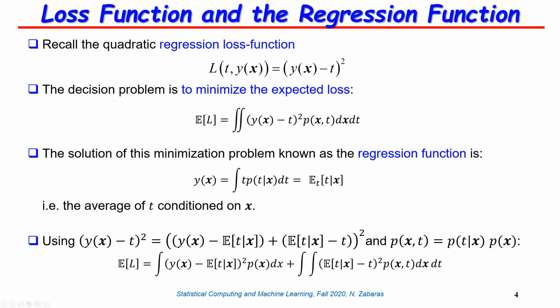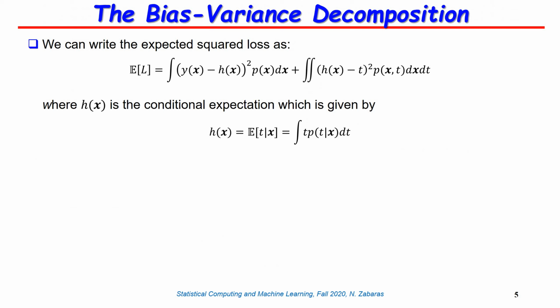So this is what I have done on the first equation. Basically I used the equation from the bottom of the previous slide, and I just substituted this expectation of t given x with h of x. Now, if you look carefully at the second term, remember we have to minimize this with respect to y. That's the objective. And if you look at the second term, there is no y. It's independent of y. So you can interpret the second term as the minimal achievable value for this expected loss. You cannot do any better than this error given by the second integral.